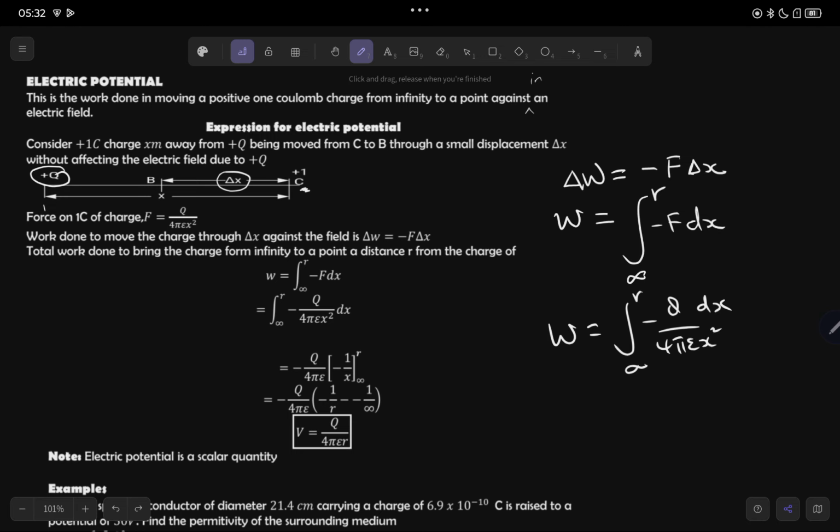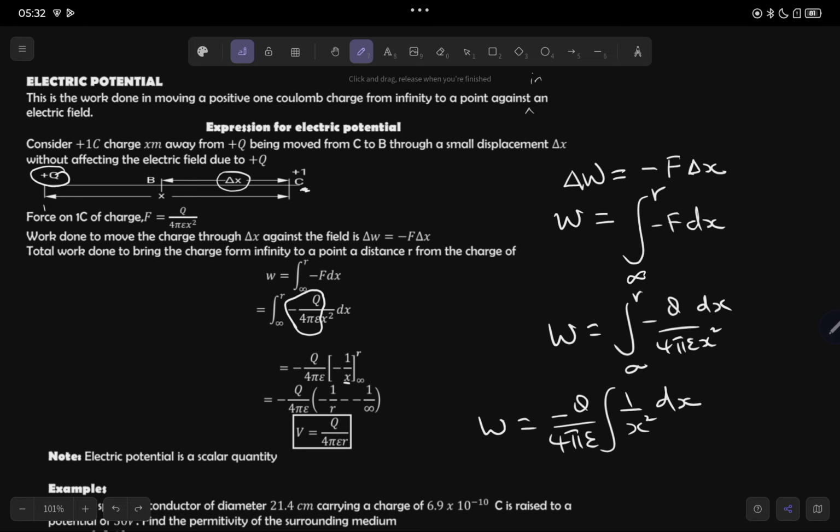Now, these are all constants and they are pushed outside the integral. So we shall remain with the work done equal to negative Q over 4 pi epsilon times the integral of 1 over x squared dx. Now the integral of 1 over x squared gives us negative 1 over x, and the limits are from infinity to r.